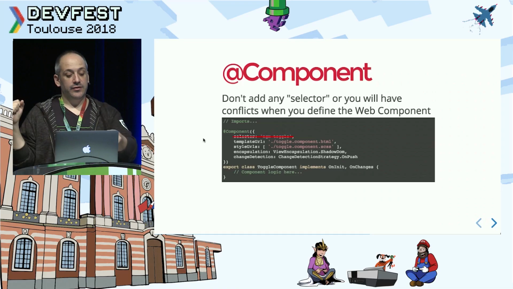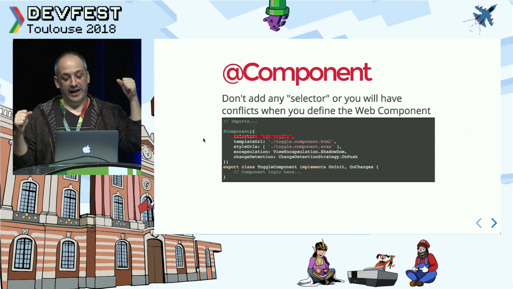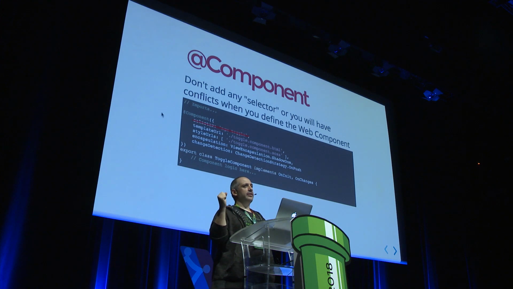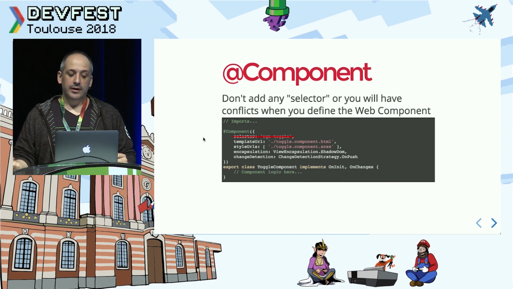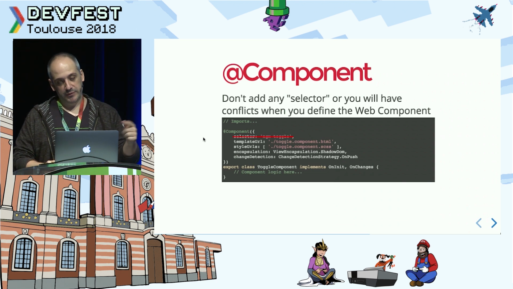a web component, and you will add another component that is a web component with selector ngx-toggle too. That will mean that you will have two components called ngx-toggle, and then you will have a collision. So when you are creating a web component, you don't have to add the selector, because you will add that when you define the web component. We will see that.